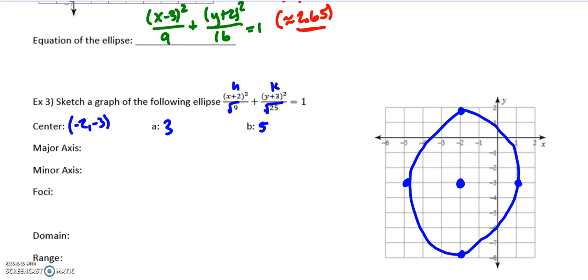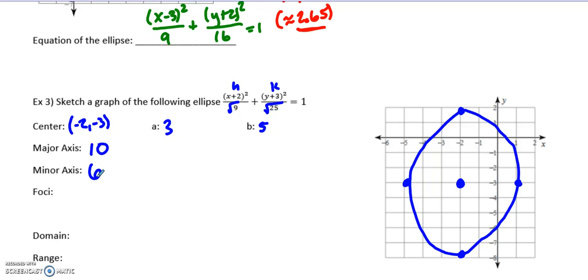To find the major axis, I look, and in this case, it's going to be vertical because it's longer going up and down than it is left and right. So my major axis is 10. And my minor axis is going to be left and right because that's the shorter one, so that's 6.